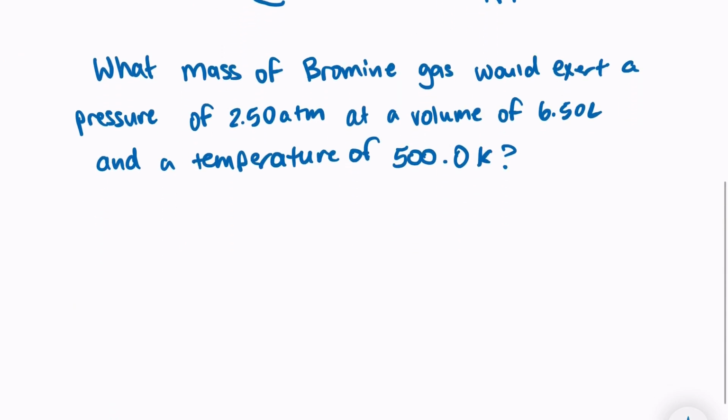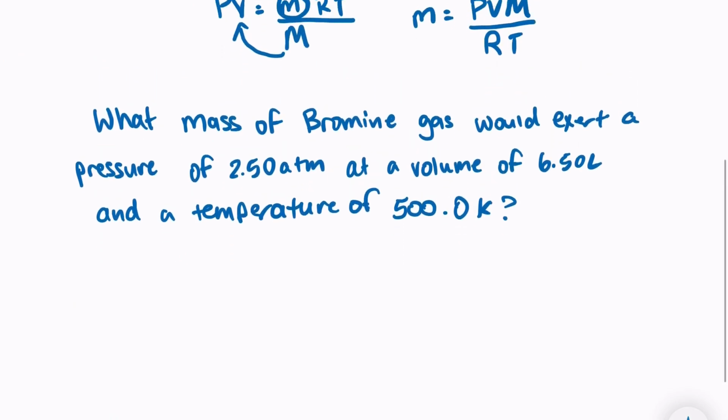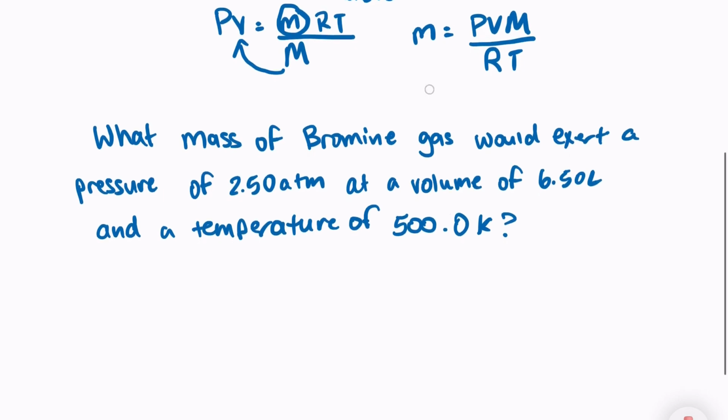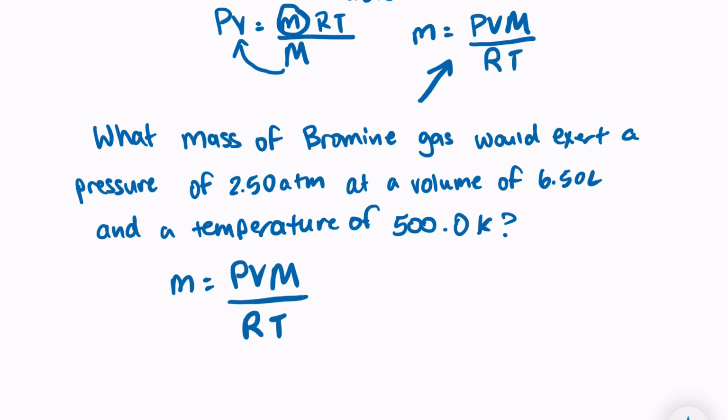If we had this question: what mass of bromine gas would exert a pressure of 2.5 atmospheres at a volume of 6.5 liters and a temperature of 500 Kelvin? Instead of solving for the number of moles and then converting, we can just start out by solving for mass using this formula here that we just wrote out. So m is equal to PV times molar mass over RT.